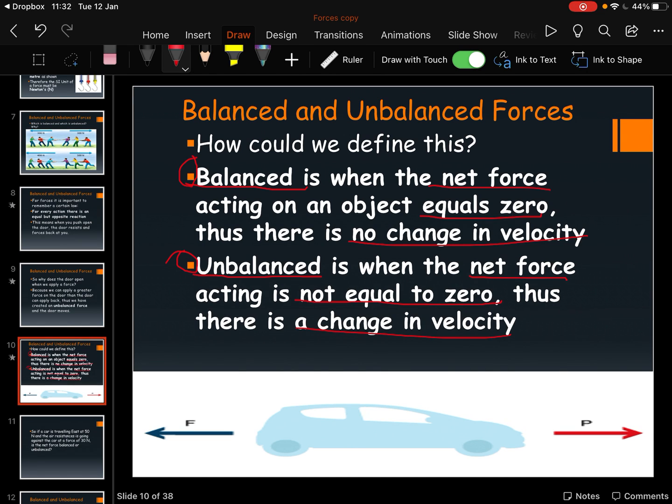Okay, so every action has an equal but opposite reaction. Does that make sense? So there are your two points. Take them down, and highlight the bits I have there. All right, so balanced: net force equals 0, no change in velocity. Newton's law says there has to be equal but opposite, so unbalanced has to be the opposite, where the net force is not 0 and there is a change in velocity.